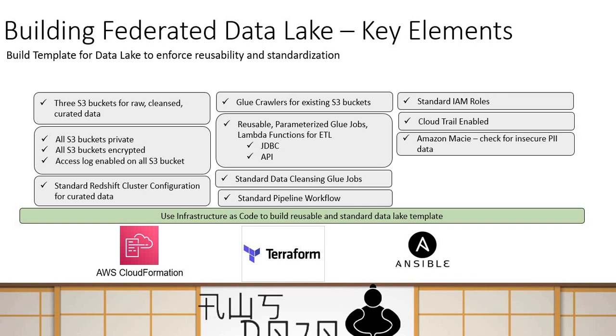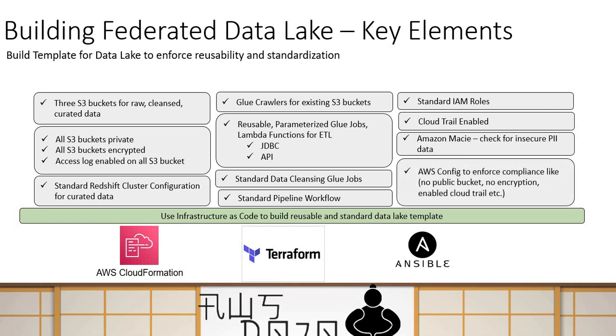So suppose you're dealing with customer PII information, then you might want to make sure that you have some kind of checks and balances in place as a part of a template, which can identify the PII data and can send you alerts about that if the data is not secure. And similarly, you can also use AWS Config to enforce compliance.